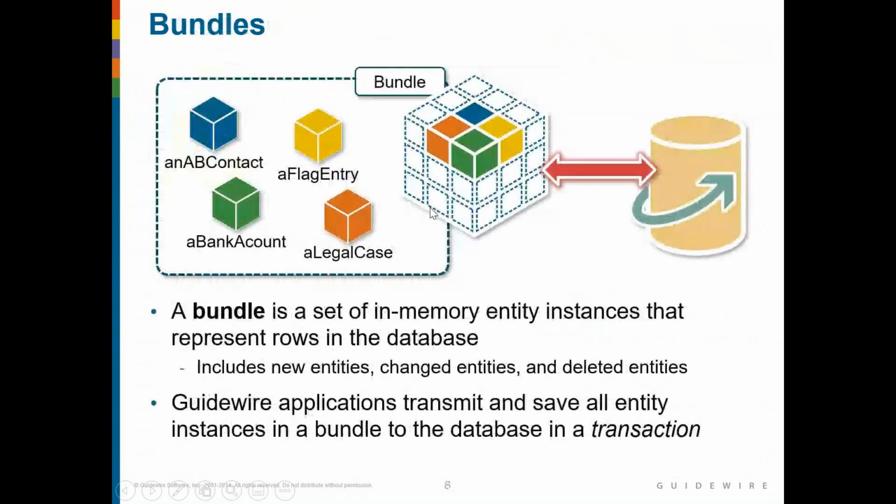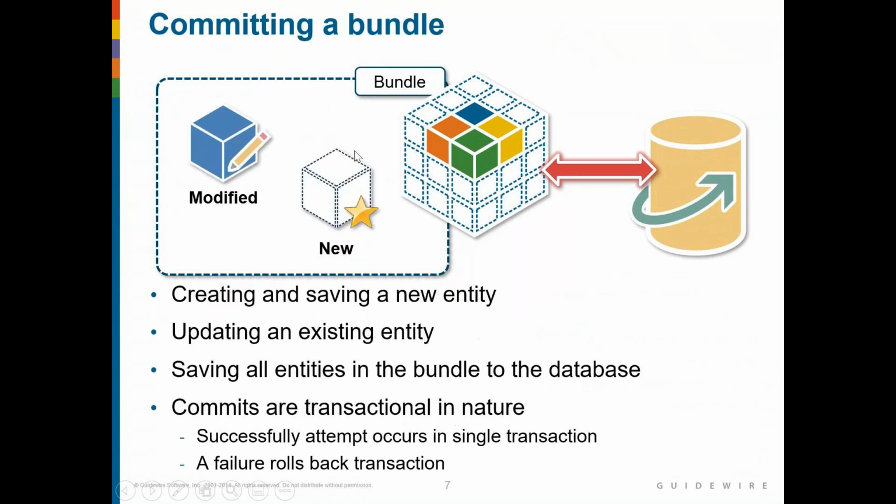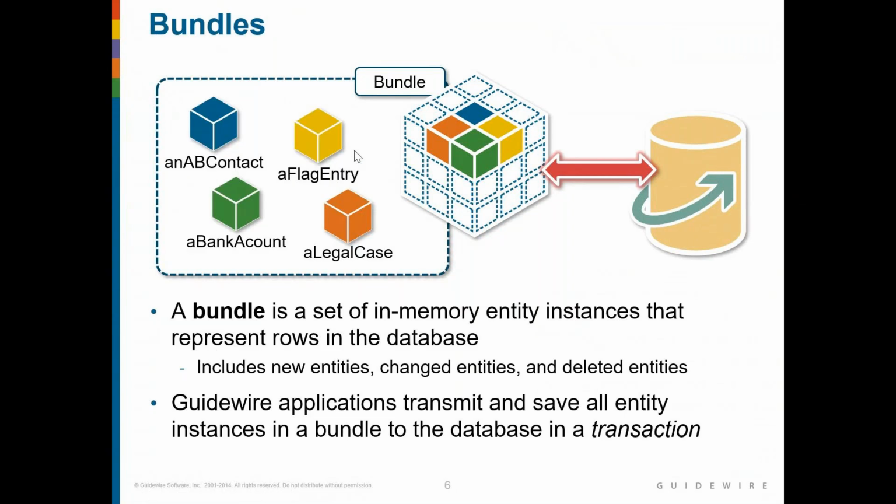A bundle is a set of in-memory entity instances that represent the rows in a database, including new entities, changed entities, and deleted entities. Guidewire applications transmit and save all the entity instances in a bundle to the database in a transaction. That is what the bundle does. Here you can see AB contact, bank account, legal case, and flag entry are all committed inside a bundle. These are different entities, each in its own table, and a bundle can have multiple entity changes to be committed: new, changed, and deleted. A bank account, for example, will be a row in a database.